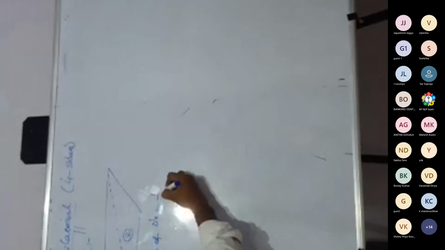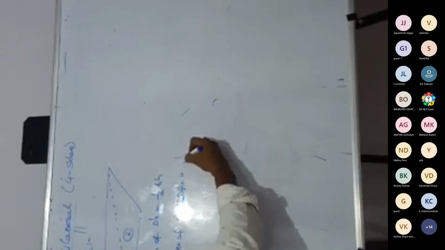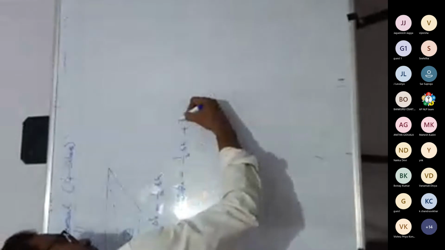Generally, what is the area of a triangle? Half BH, half base into height. But how many triangles do we have? Two triangles. Then the area of the parallelogram is: one triangle's area is half BH, and the other triangle's area is also half BH.